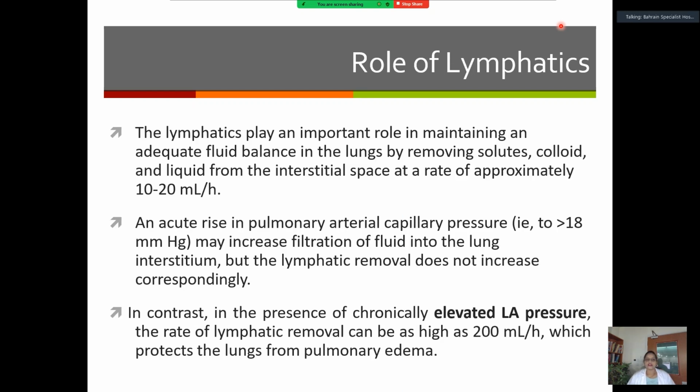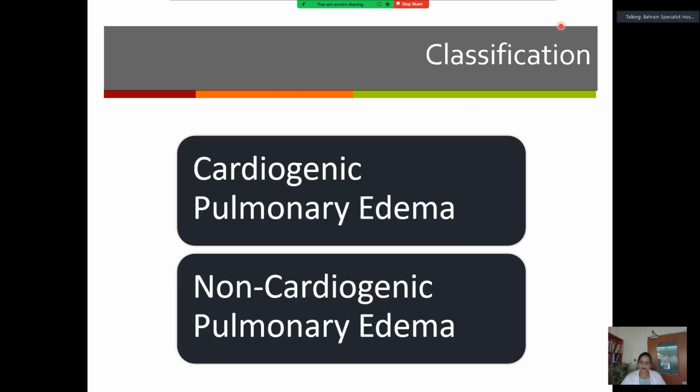Role of lymphatics. The lymphatics play an important role in maintaining an adequate fluid balance in the lungs by removing solutes, colloids, and liquids from the interstitial space at a rate of approximately 10 to 20 ml per hour. An acute rise in pulmonary arterial pressure, that is more than 18 mm of Hg, may increase filtration of fluid into the lung interstitium, but the lymphatic removal does not increase correspondingly. In contrast, in the presence of chronically elevated left atrial pressure, the rate of lymphatic removal can be as high as 200 ml per hour, which protects the lungs from pulmonary edema.